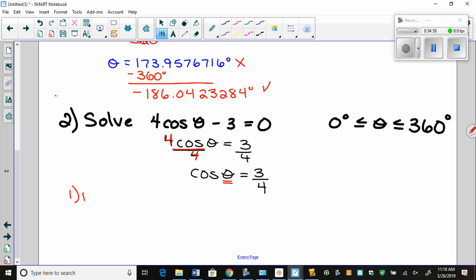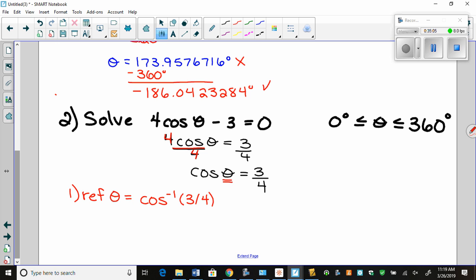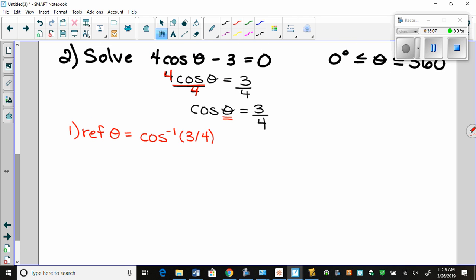So step one, reference theta. Cos neg 1 of 3 quarters. Everything we've done in this unit, except for the unit circle stuff, you did in grade 11, just all in degrees between 0 and 360. So this is all repeat. If you feel like it's not, you should come in for review, because you have forgotten it. So I'm going to keep it in degree mode. I'm going to press cos, second cos, 3 divided by 4.